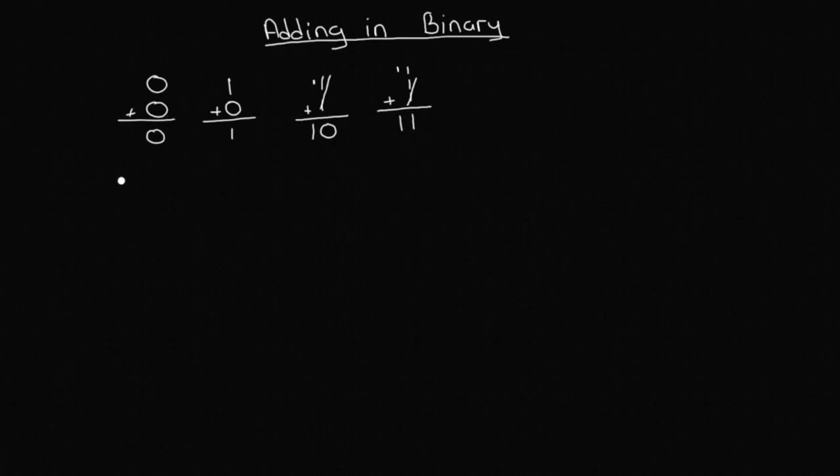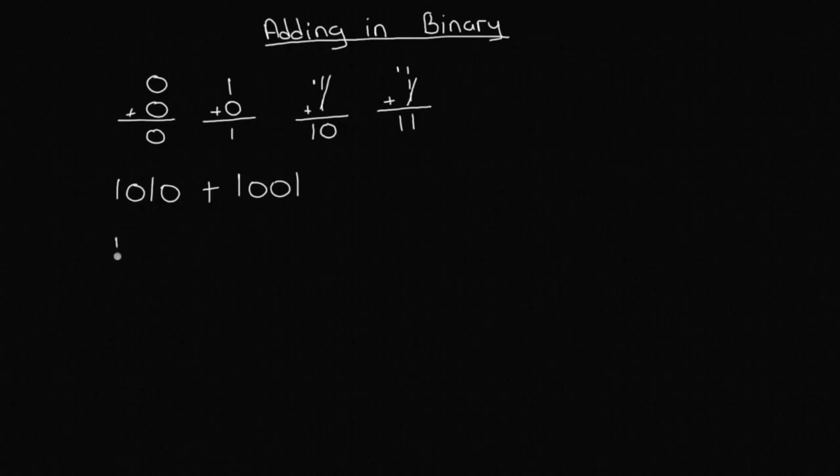So let's jump into a better example. Let's assume we have the number 1 0 1 0, and we want to add the number 1 0 0 1. Now, if you remember from the previous video, this 1 0 1 0 is equal to 10, and this 1 0 0 1 is equal to 9. But whether you know that or not, it doesn't matter. You should still be able to find the total of these 2 binary numbers without knowing their decimal form.